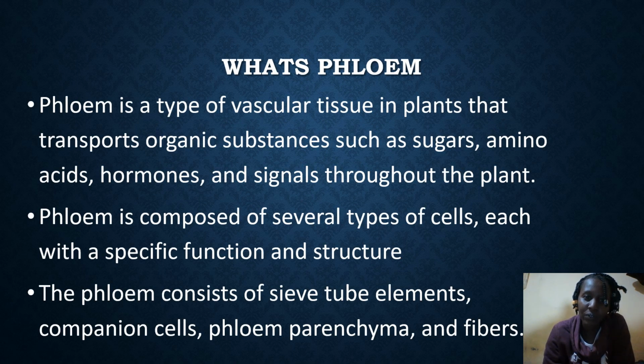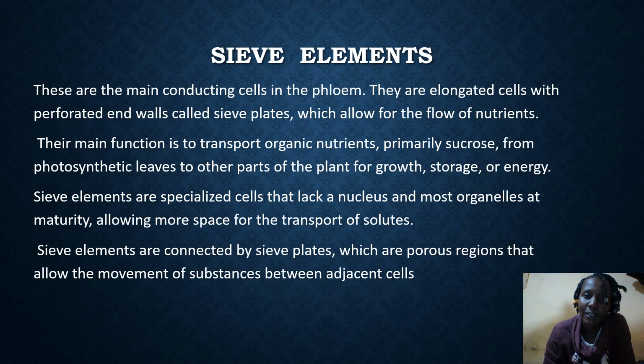Phloem is a type of vascular tissue in plants that transports organic substances such as sugars, amino acids, hormones, and signals throughout the plant. Phloem is composed of several types of cells, each with a specific function and structure. The phloem consists of sieve tube elements, companion cells, phloem parenchyma, and fibers.